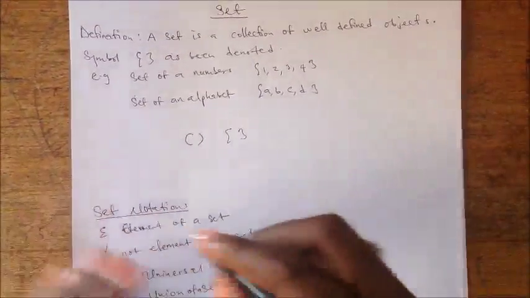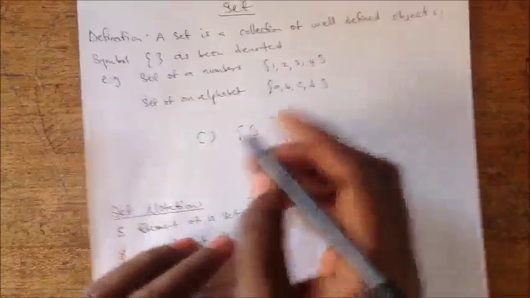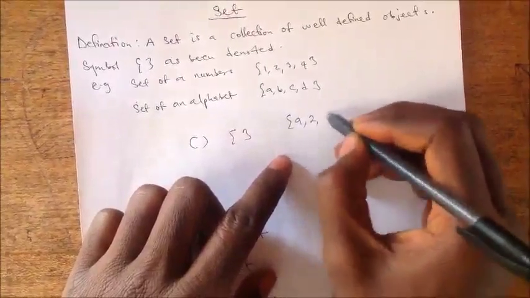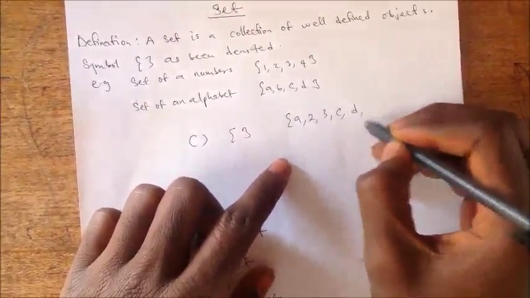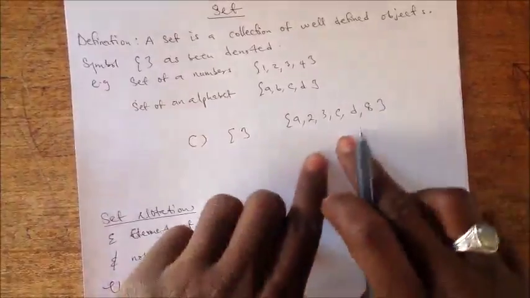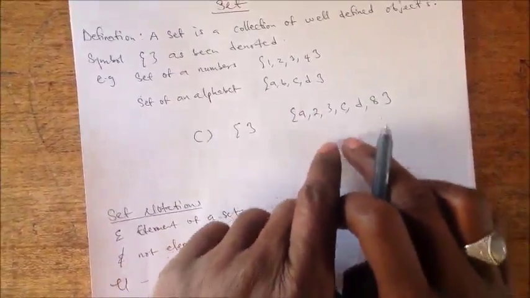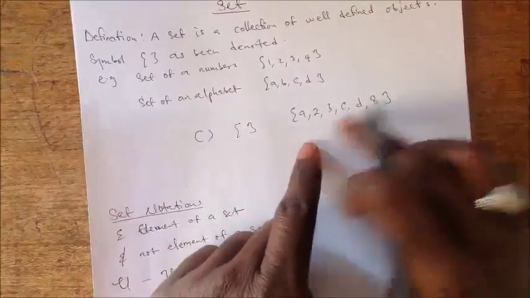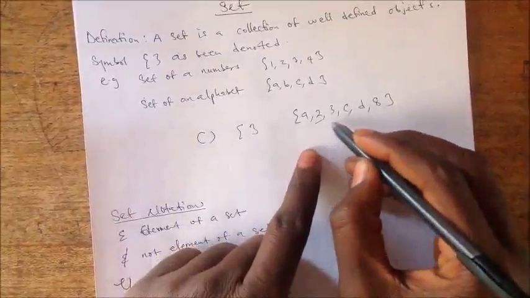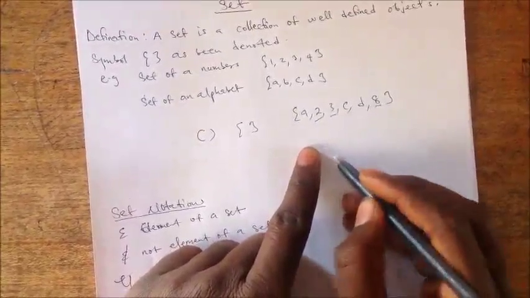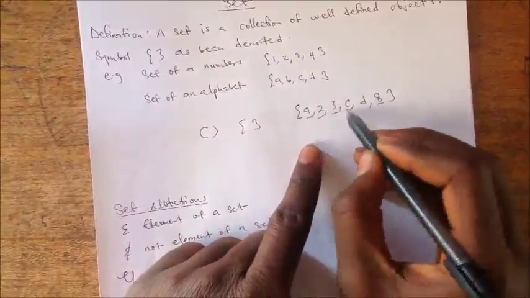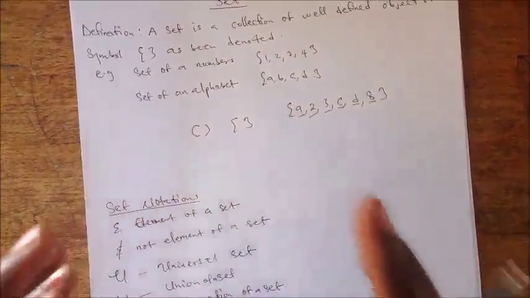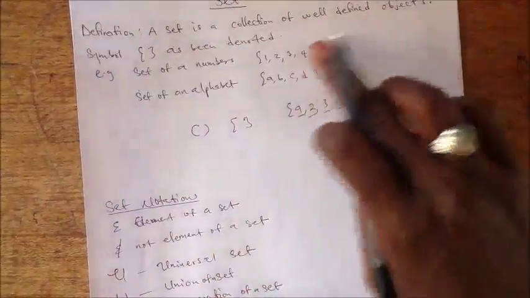So what about one that is not a well-defined set? Let's take an example. Let's say we have 1, A, 2, 3, C, D, maybe 8. This set is not a well-defined set. Why? Because it has mixed objects that are not well defined. We have numbers, which are 1, 2, 3, 8, and we have A, C, D. So this is what you call a set: a collection of well-defined objects.